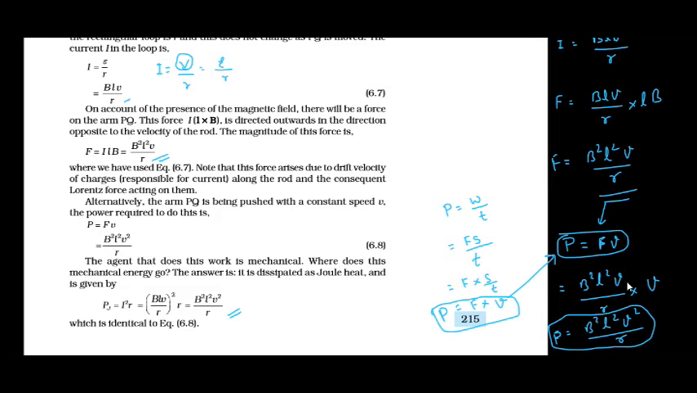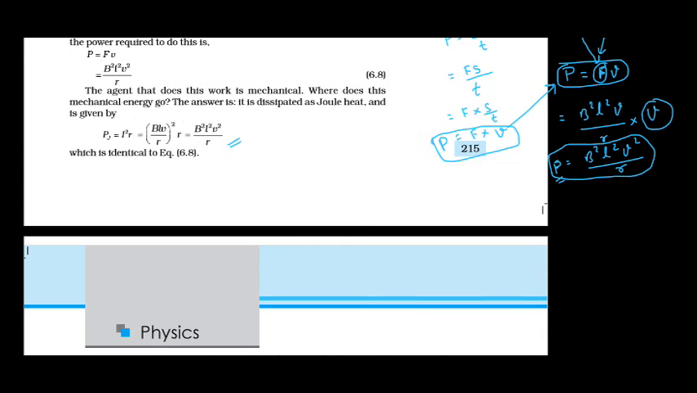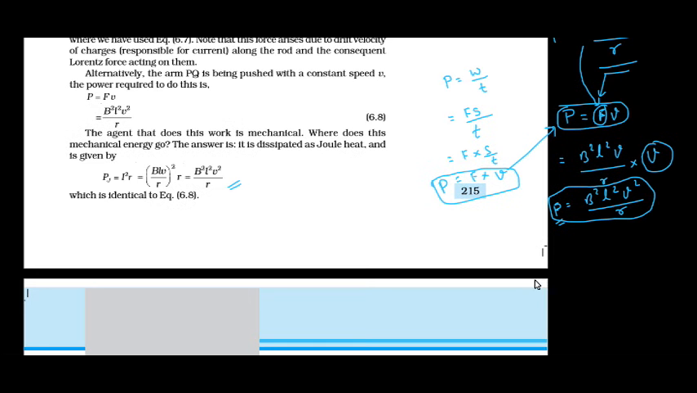And instead of F, we have put this entire value, and V is alone. So after we multiply, we got power is equal to this much. Now, which is identical to equation 6.8. So let us see equation 6.8. Oh, we have left something.